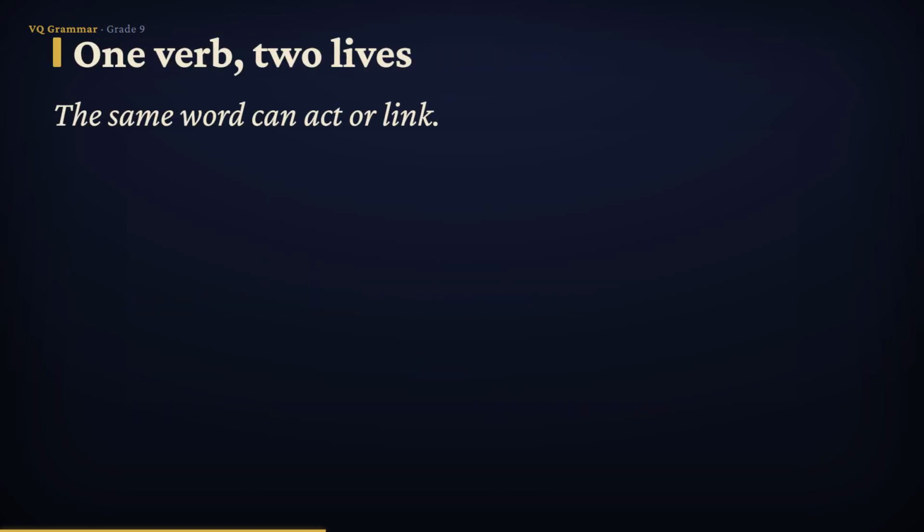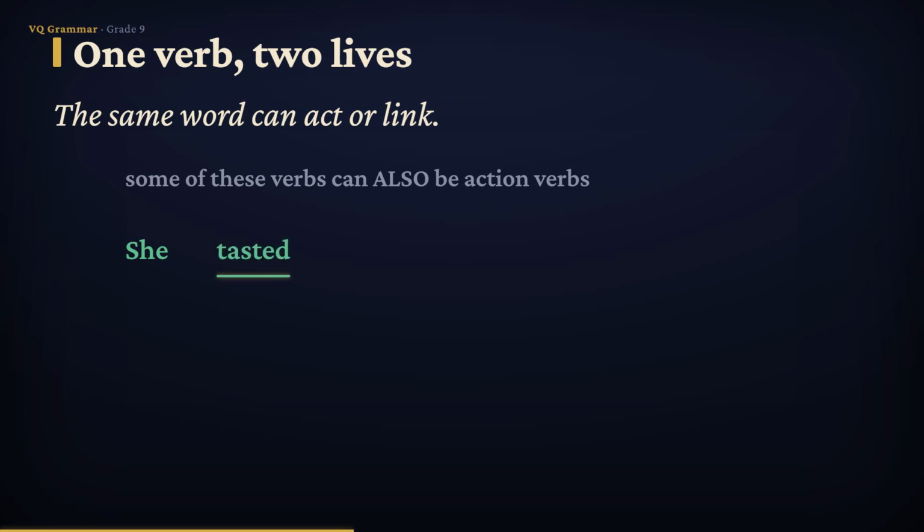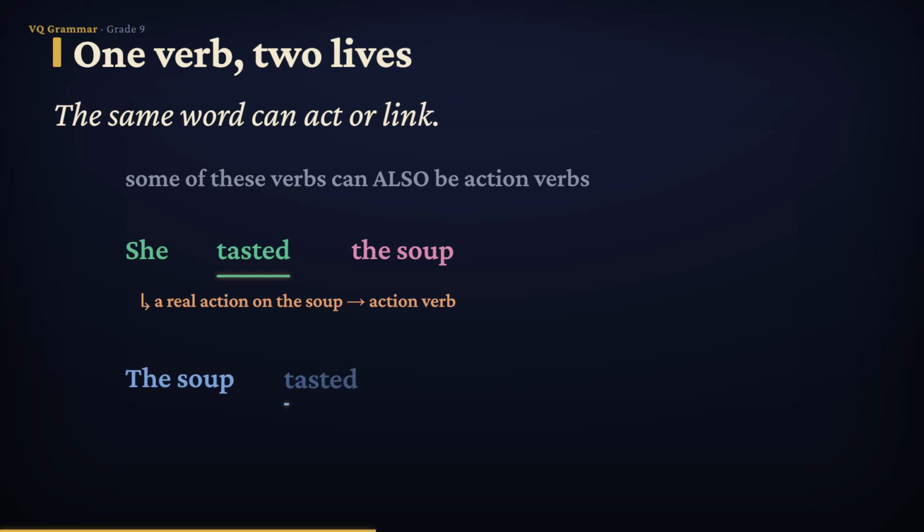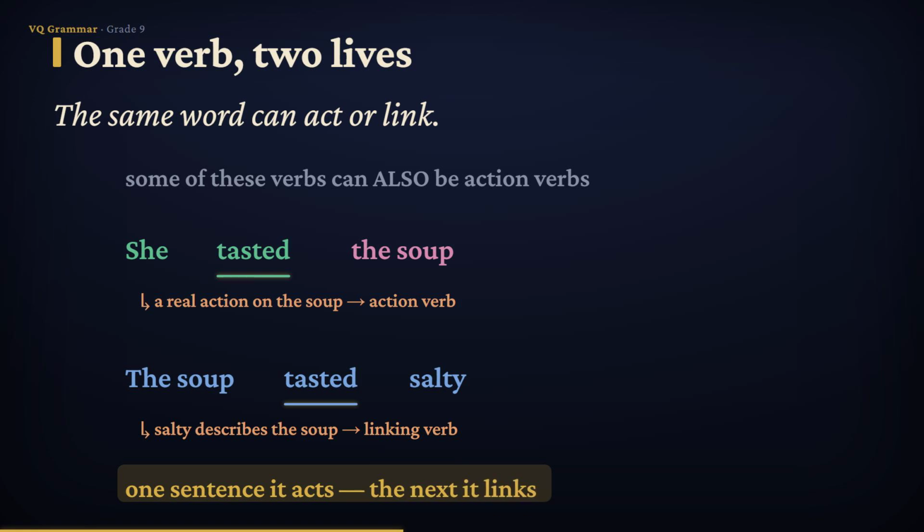Here's the catch that makes this tricky. Many of those verbs, taste, feel, grow, smell, look, can also be action verbs depending on the sentence. Watch the same verb do both. She tasted the soup. Here, tasted is a real action. She actively sampled it, so it's an action verb, and the soup receives that action. But flip it around. The soup tasted salty. Now, nothing is doing anything to the soup. Tasted simply links the soup to salty, which describes it. Same verb, tasted, but in one sentence it acts, and in the next it links.